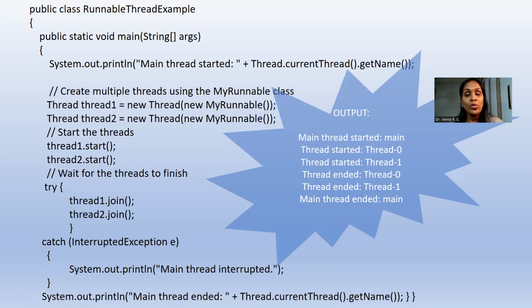That is basically using the first way to create a thread, that is, implementing the Runnable interface. I hope all of you understood this program and learned the concept of multi-threaded programming as well as lab program 11.